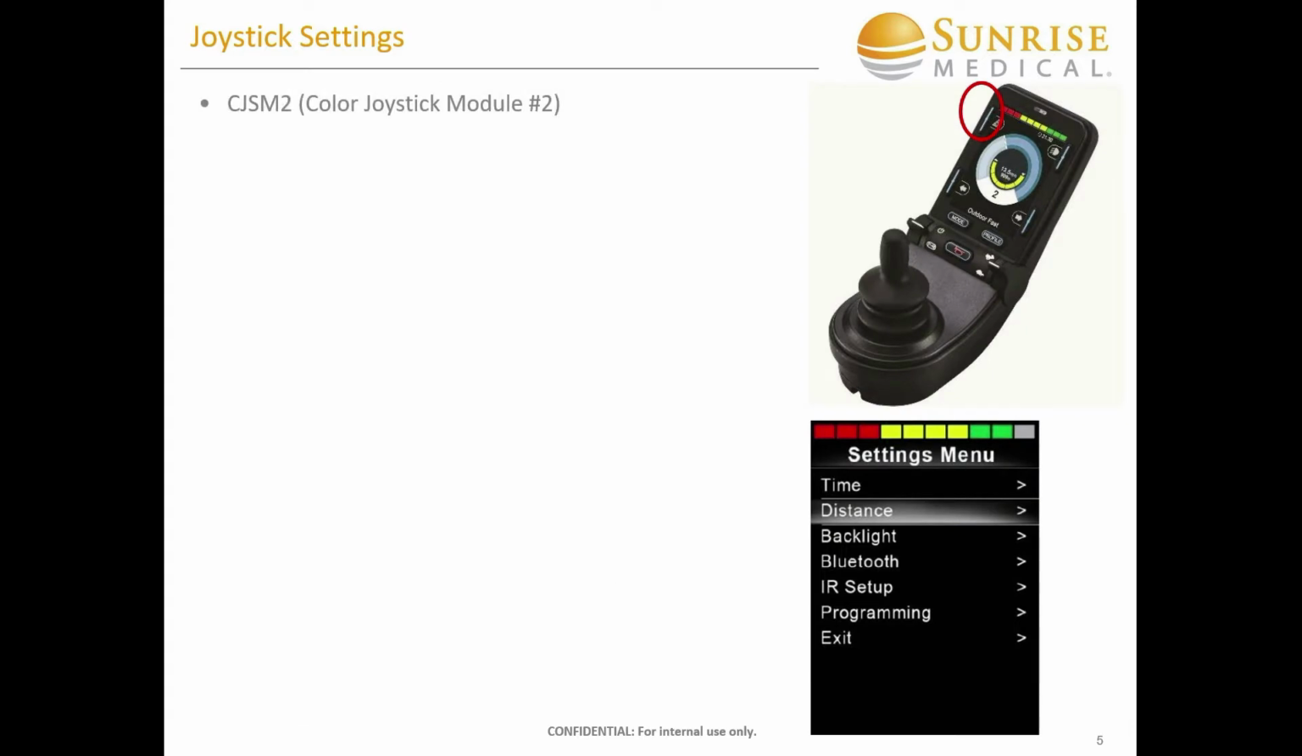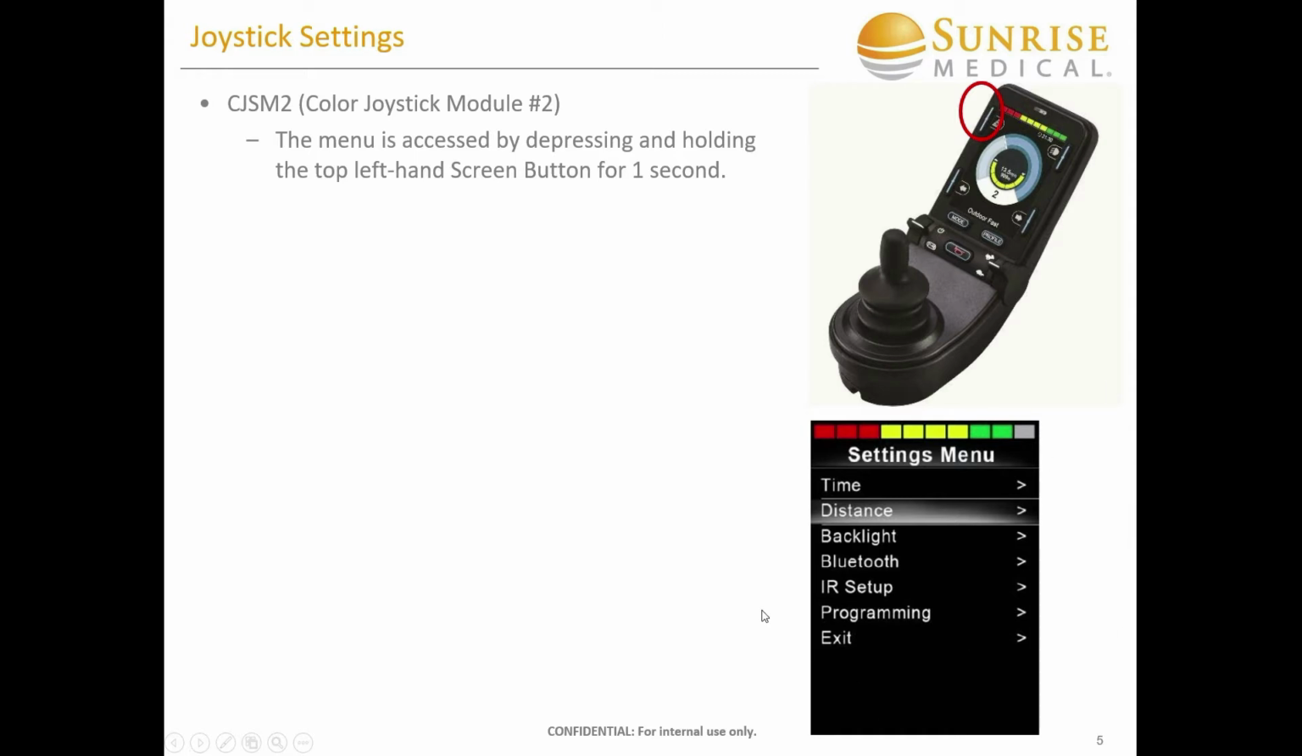On the CJSM2 joystick, it's a little different how we're going to get into this setting. You're going to do that by pressing and holding the top left button, which is the soft key, for more than 1 second, and then you get into the settings menu.